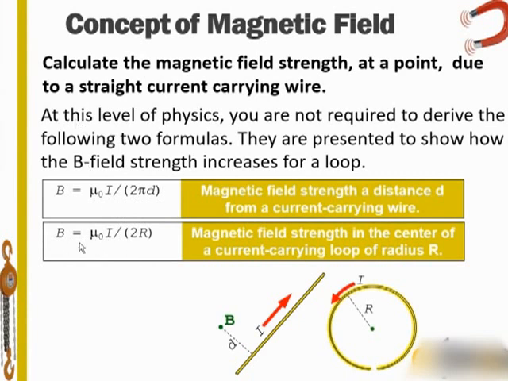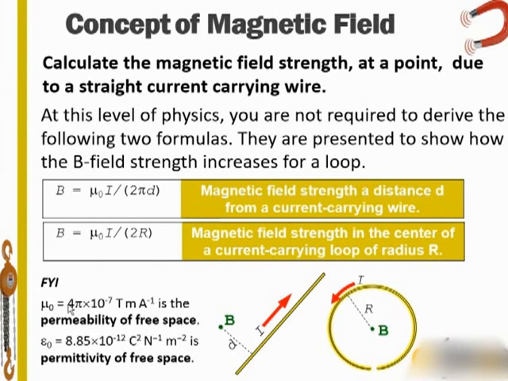B, which is the magnetic field strength, is equal to mu, that's mu zero, but mu zero just means mu, and it's a constant, and I'll explain what the constant is in a moment, multiplied by the current, divided by 2r, where r, in this case big R, is the radius of the loop.